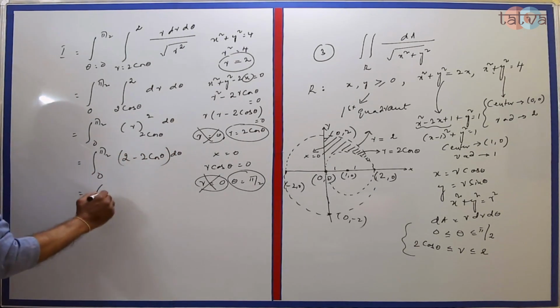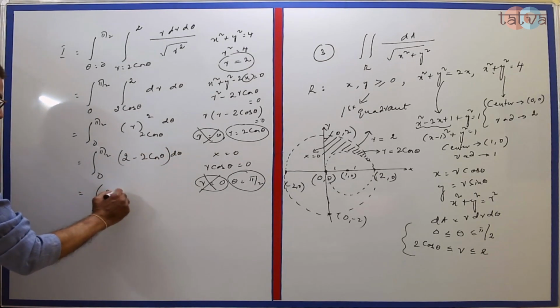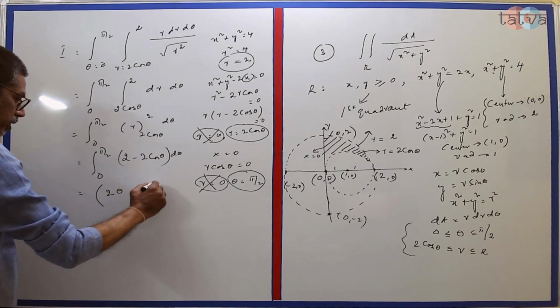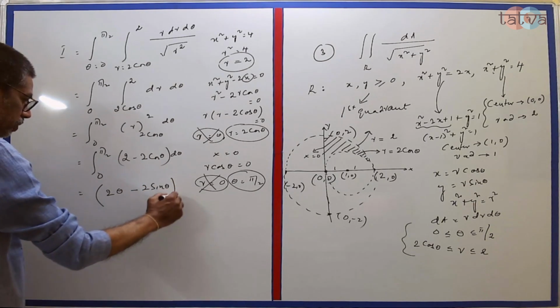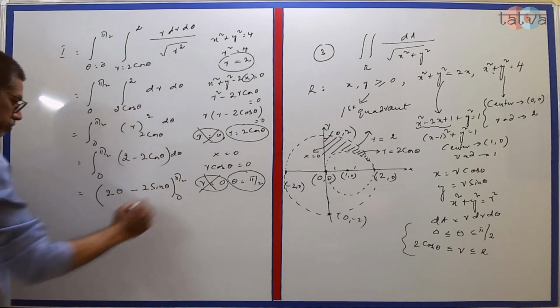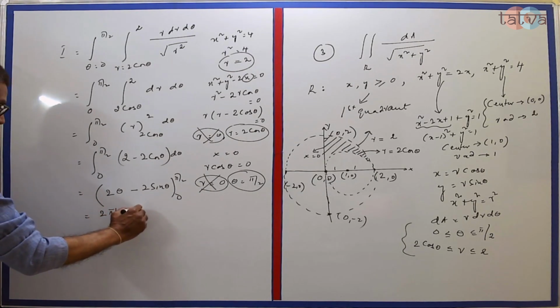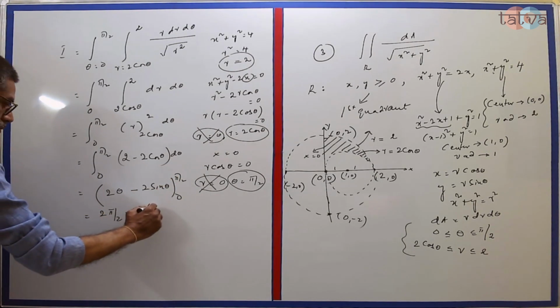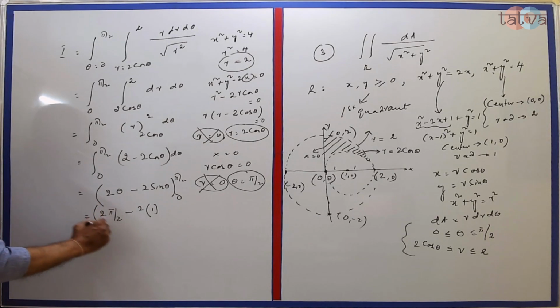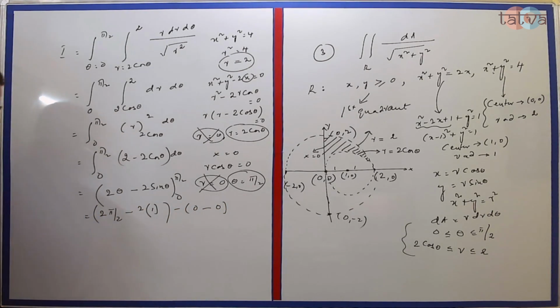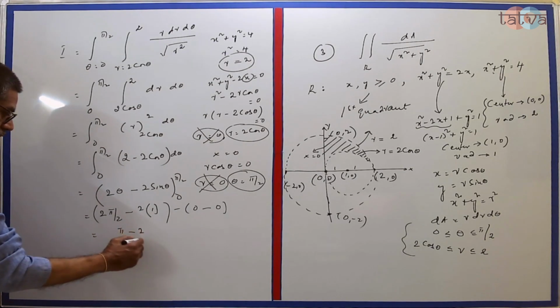The integration of 2 with respect to theta is 2 theta. The integration of 2 cos theta will be 2 sin theta. So that will make it 2 times pi by 2 minus 2 times sin pi by 2, with the lower limit not contributing anything. So your output will be pi minus 2.